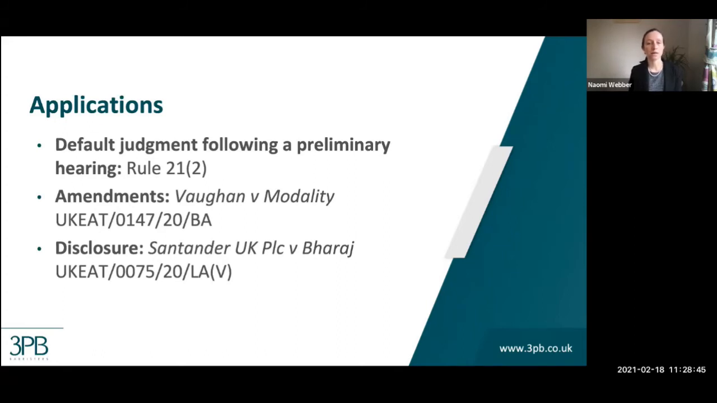So this might be an example where an issue of worker status or time limits a judge has decided needs to be determined, but following that, a default judgment can be issued if there's been no response. So it's a fairly simple point, but just one worth noting.